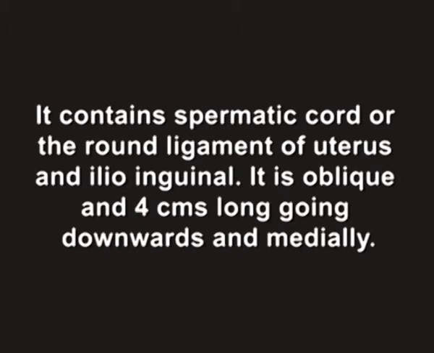Inguinal canal. It contains spermatic cord or the round ligament of uterus and ilioinguinal nerve. It is oblique and 4 centimeters long, going downwards and medially. It extends from deep to the superficial inguinal ring.